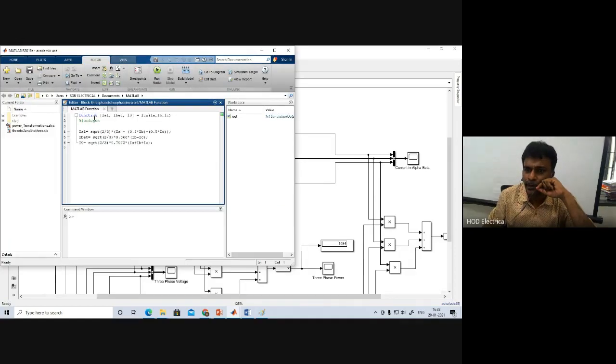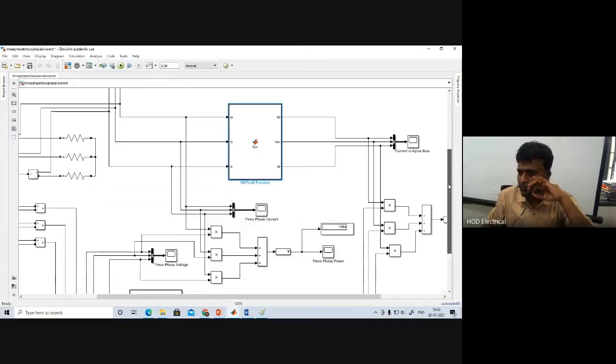So when we open it in this function, these three variables are input, and these three variables are output: I alpha, I beta, and I naught. So you have to choose. You have to note down all the parameters accordingly.